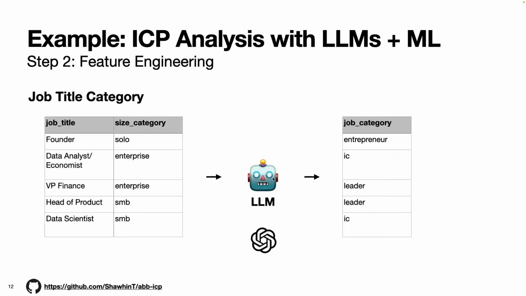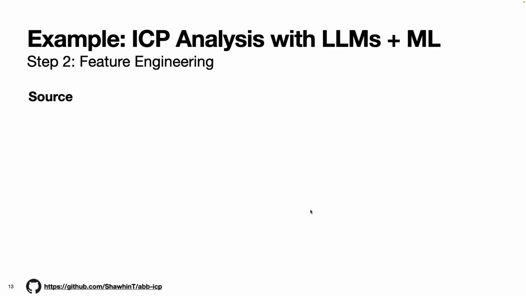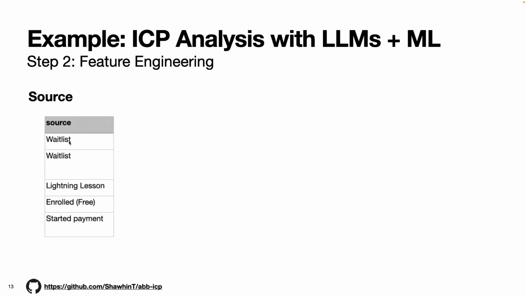And it was much cheaper because it didn't need to use any kind of web search tool to figure this out. And then the final feature, which is going to be the simplest, is the source. So there are various sources that come from Maven, which is where I host the cohort. Maybe they came from the waitlist. Maybe they came from a lightning lesson, which is like a free webinar. Maybe I enrolled them for free. Maybe they went to the landing page directly and just paid for the course. So that's what started payment is.